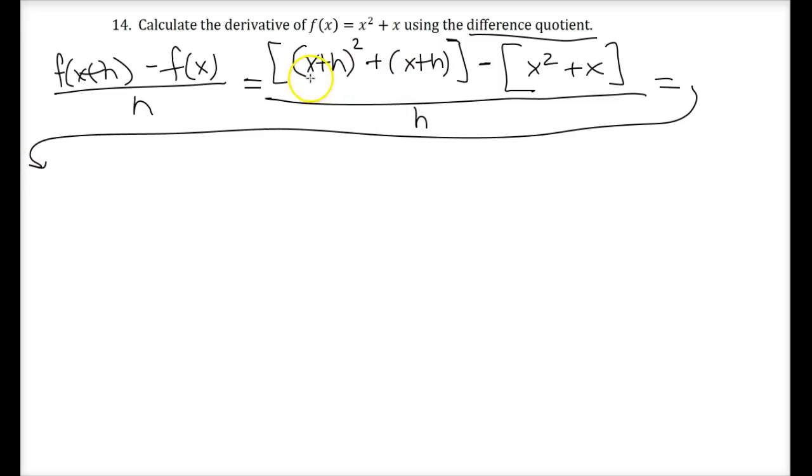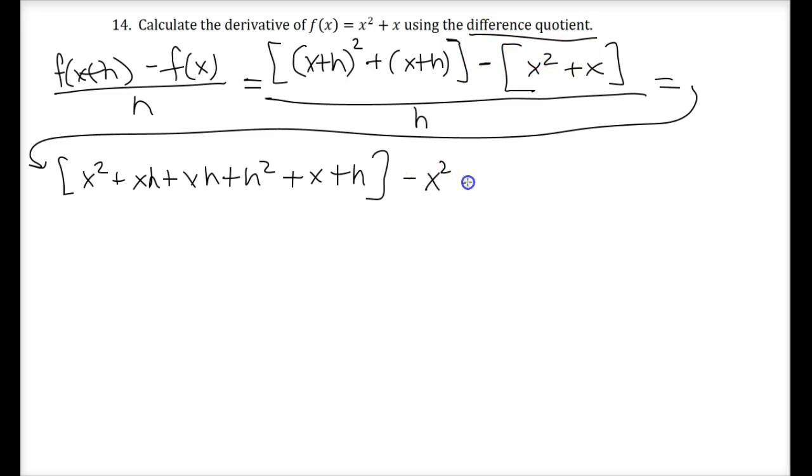first grouping symbol. So we know when we do x plus h squared, that's just x plus h times x plus h. And when we multiply that out using the FOIL method, we end up getting x squared plus xh plus xh plus h squared. And then, of course, here we just have plus another x plus h. And then over here in our second grouping symbol, we need to distribute our negative to both terms there. So we'll get negative x squared minus x. And all of that will be divided by h.